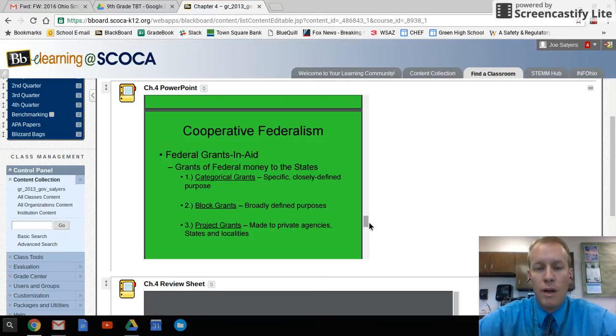We've got block grants, which are for more broadly defined purposes. The states have more leeway on how to spend this money. And project grants, which are made to private agencies, states, and localities for a particular project. These can include things like infrastructure repairs, parks, etc.